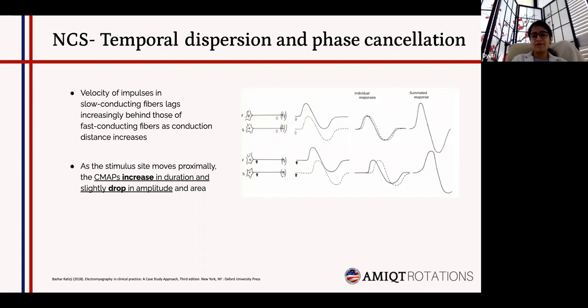Before getting to generalized polyneuropathies, there is a normal thing that happens in a normal nerve conduction study, which is the concept of temporal dispersion and phase cancellation. When we stimulate the nerve distally, the faster and the slower fibers in the nerve carry the impulses at about the same time to the distal recording site. But when we stimulate the nerve proximally, these impulses in the different fibers can increasingly lag behind each other, in which case we'll get an increased duration of response. And because of the negative-positive phase cancellation, we'll get a decreased amplitude of the response.